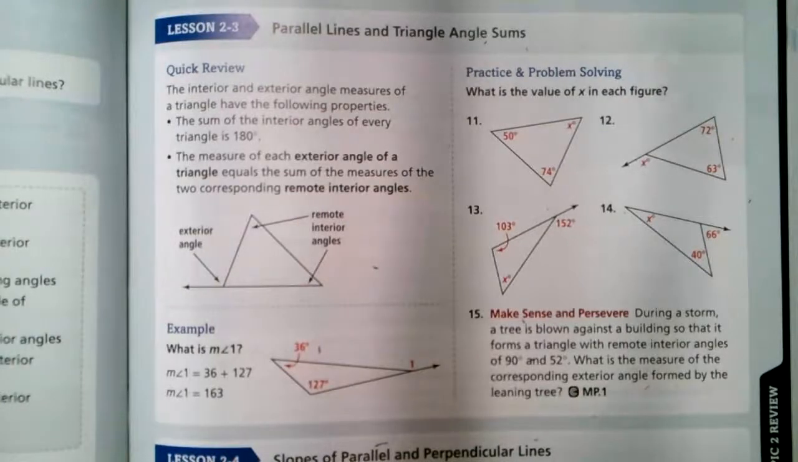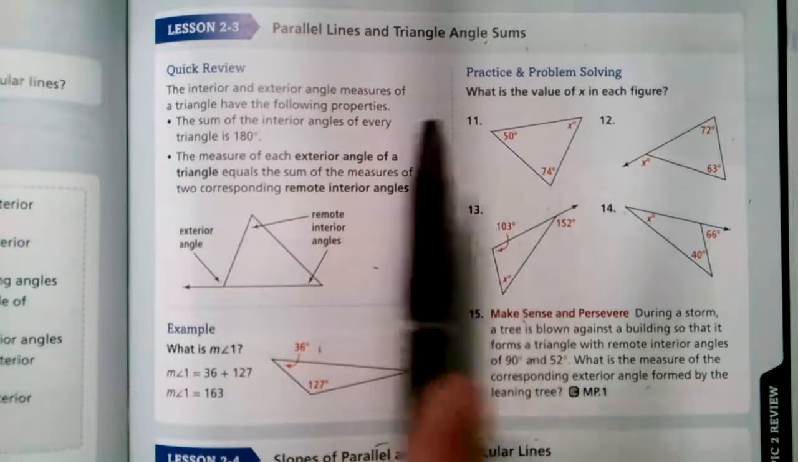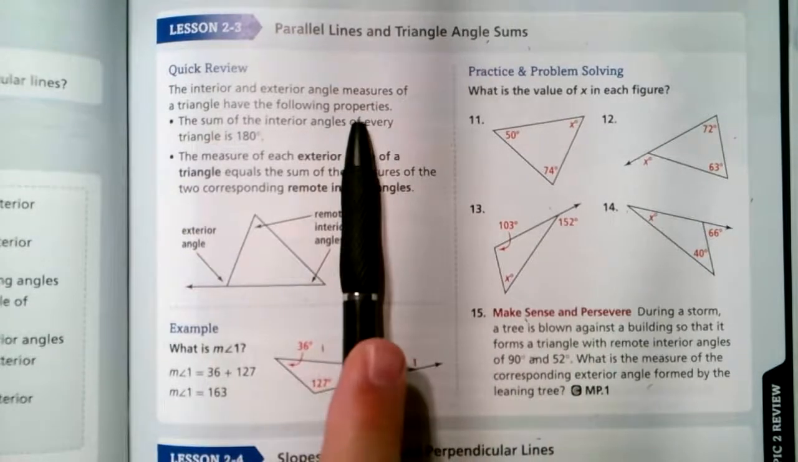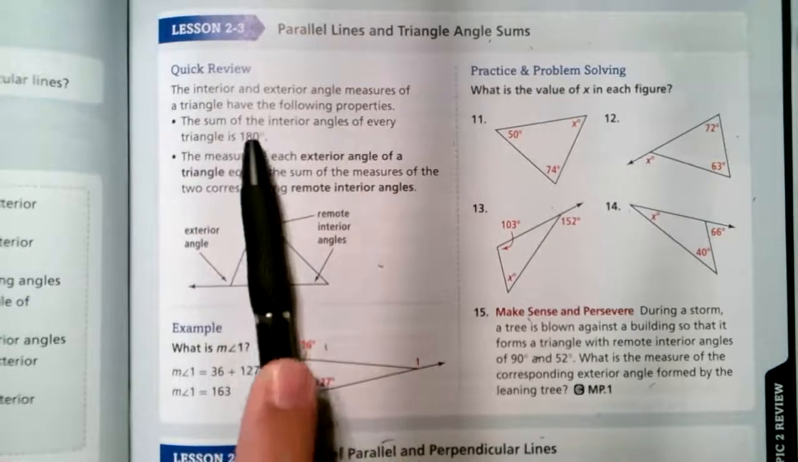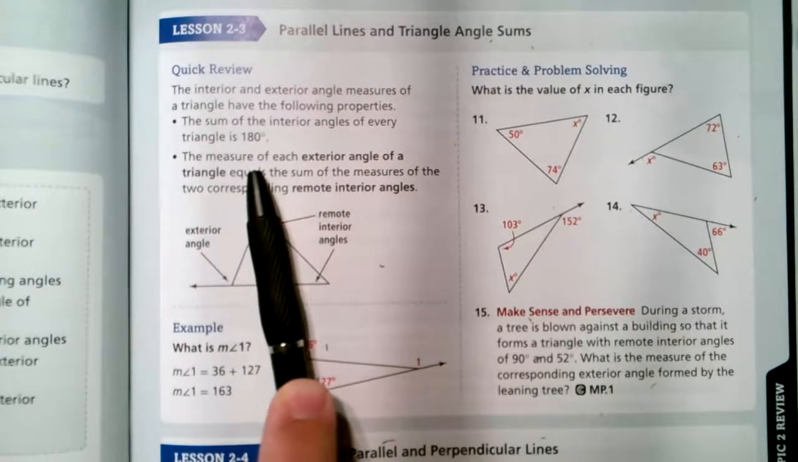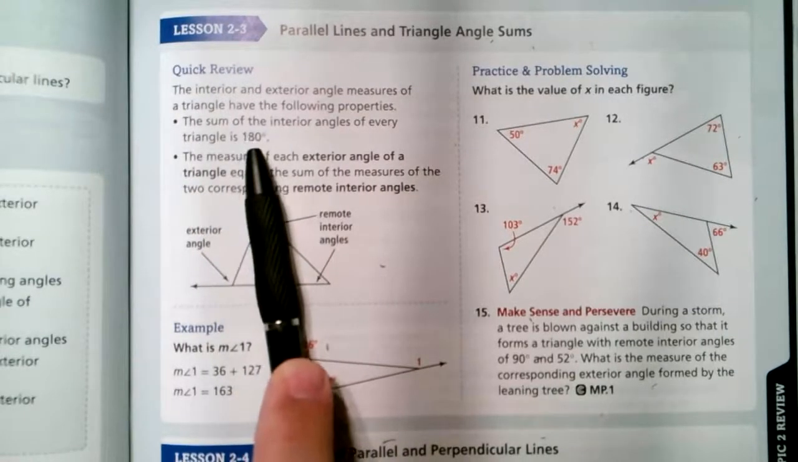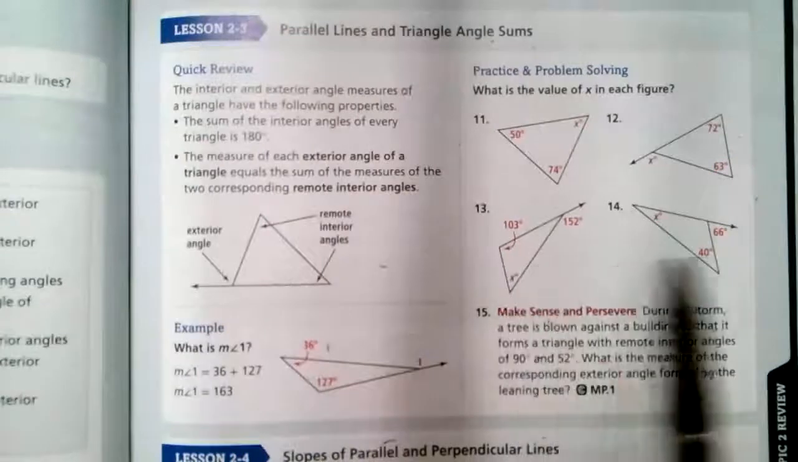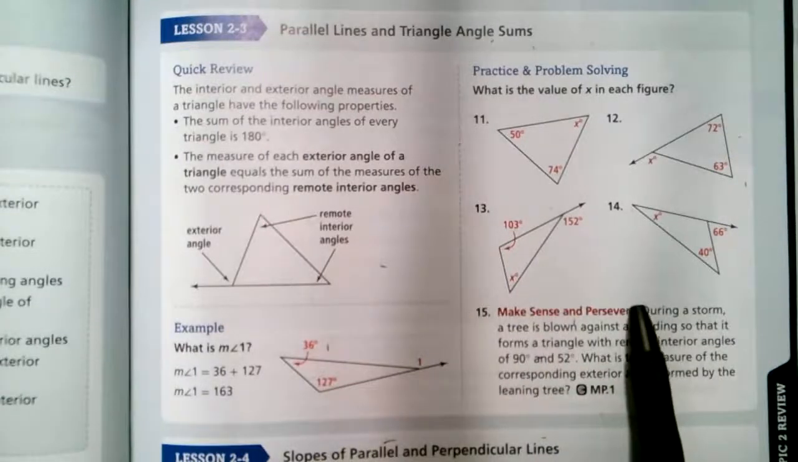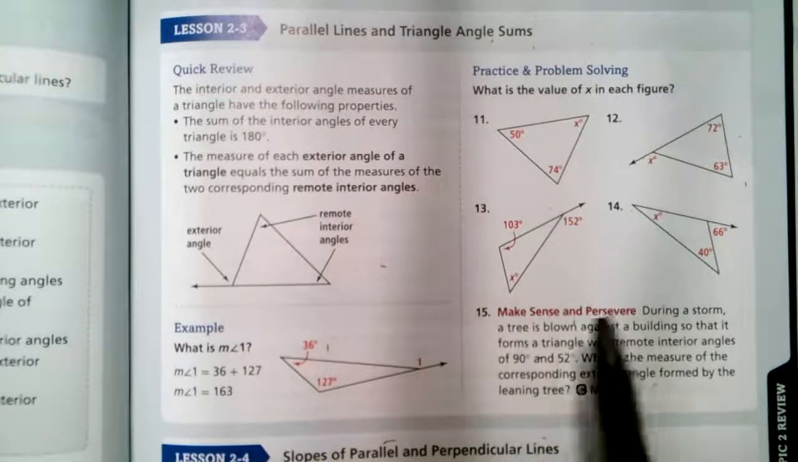Then the last thing we've got to look at for our review is 2.3. Remember, we're skipping 2.4. We're not doing it, so it's not going to be on the tests, and we're not going to spend time in the review doing it as well. It starts off by saying the interior and exterior angle measures of a triangle have the following properties. These were the two big ideas from lesson 2.3. The first one being, if you add up all the angles inside any triangle, it's always going to add up to 180.